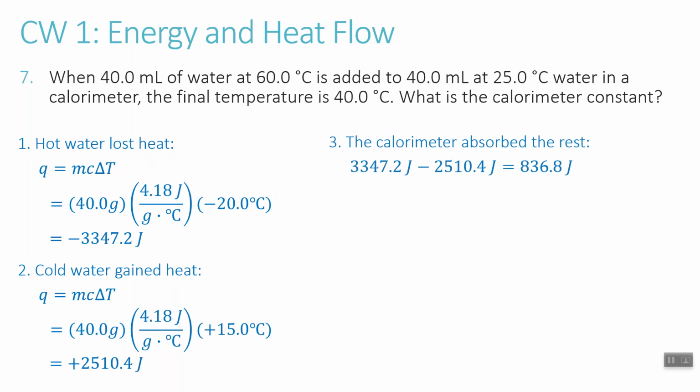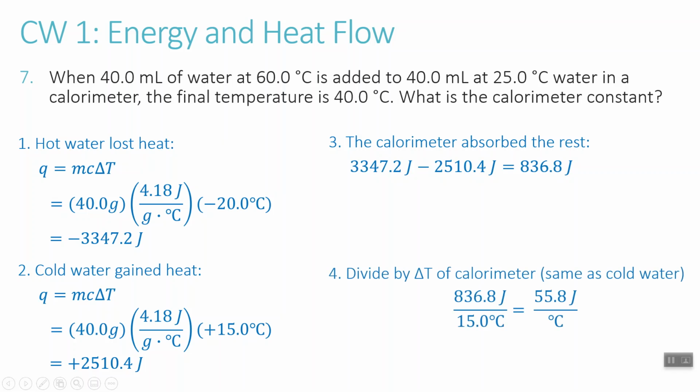Now the calorimeter constant has units of joules per degree, so either degree Kelvin or degree Celsius. So we want to take this amount of energy that was absorbed by the calorimeter and divide it by the delta T of the calorimeter. And so the delta T for the calorimeter then is going to be the same as the cold water because that's what started in the calorimeter, where the calorimeter is going to be at the same temperature as the solution that was inside of it. So my delta T here is going to be that positive 15. So this gives me this nice little correction factor that I can use anytime that I use this calorimeter.